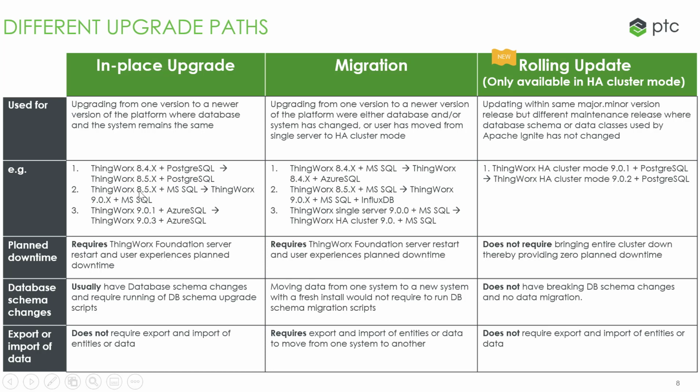Similarly, if you are doing a major version change but there is no system change or no machine movement, where the database and Thingworx remain on the same machine, on the same server host, you will still call it an in-place upgrade. And similarly for the maintenance releases, if just the maintenance release version has changed keeping the database the same, you would call it an in-place upgrade.